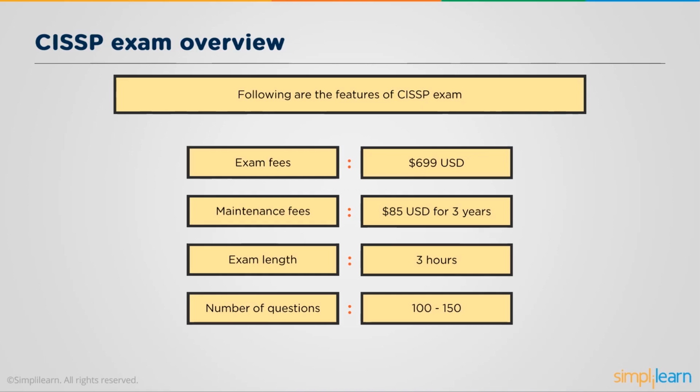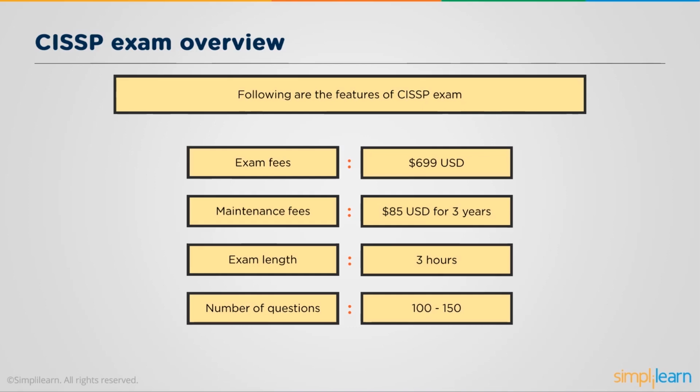The maintenance fees for your certification is again $85 for 3 years. The exam length is 3 hours, and the questions could vary from 100 to 150, 150 being the max questions that can be asked in that exam. You can clear the exam well before 150 questions, so be prepared for that as well.